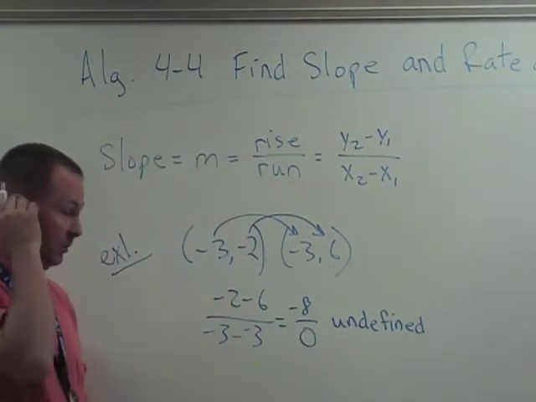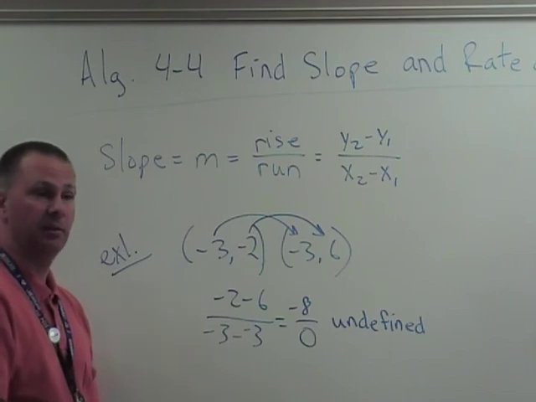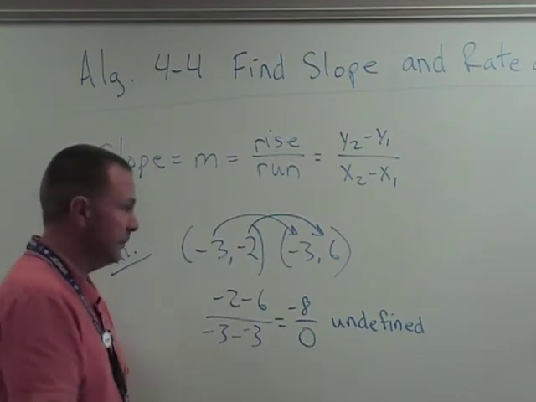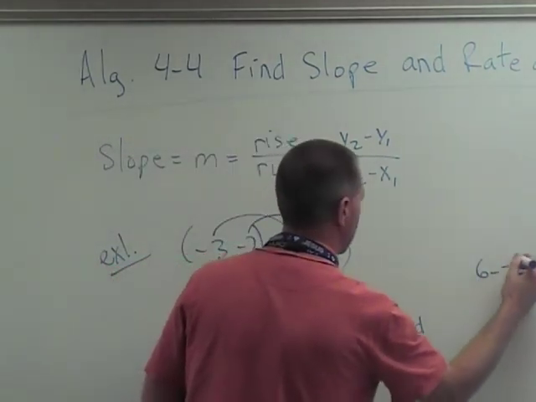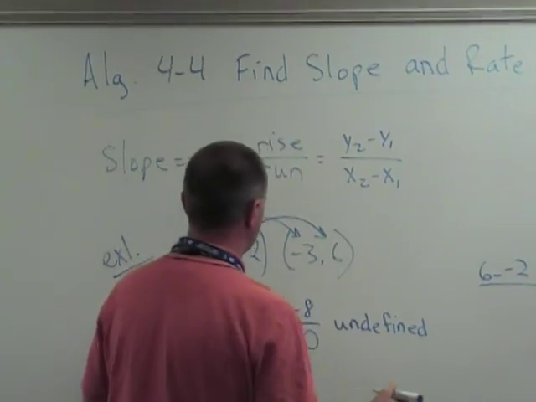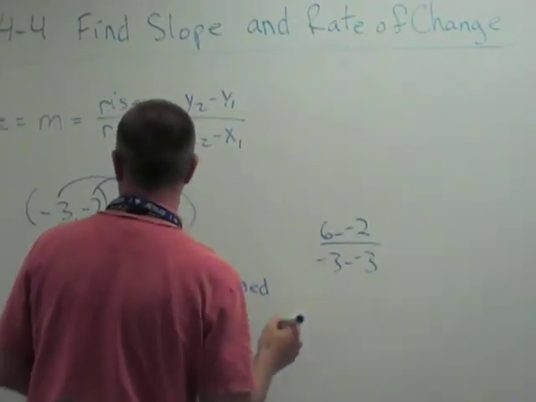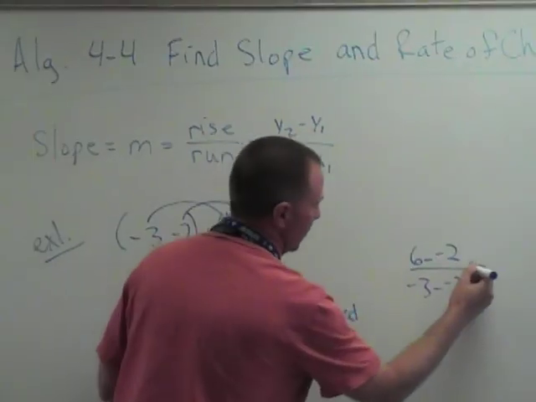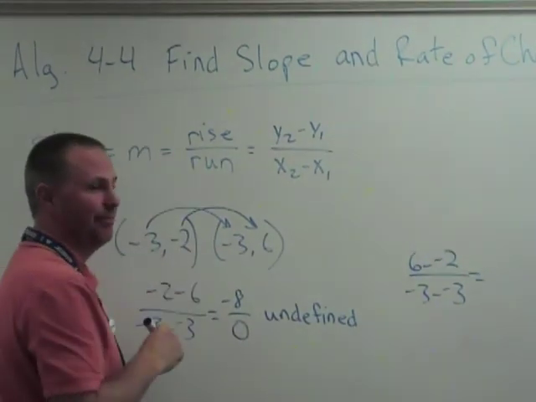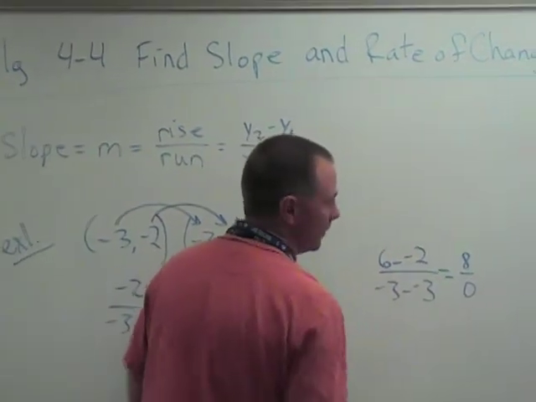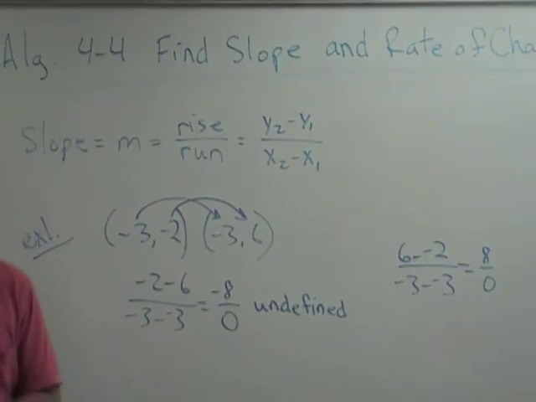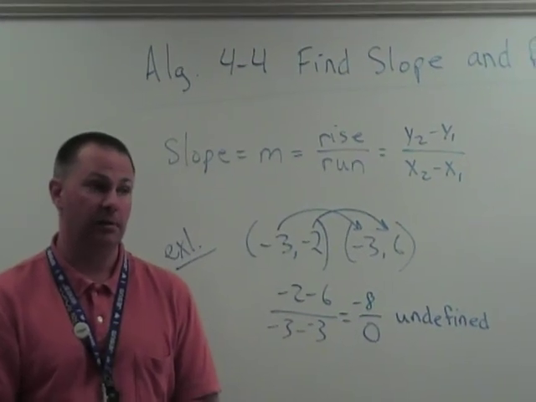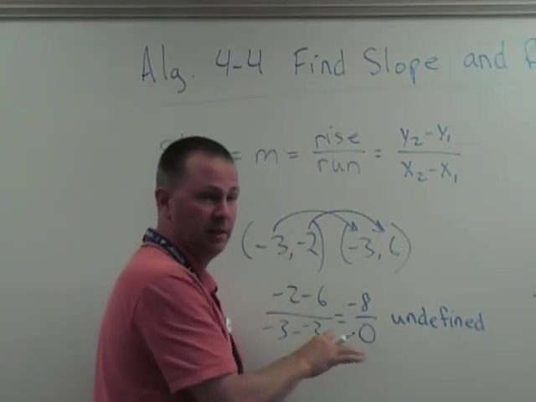Now you were all having some conniption about the direction that I did this. So I'll work it the way you want. 6 minus a negative 2 over a negative 3 minus a negative 3. What do I get? Same thing. Undefined. You're not allowed to have a 0 in your denominator. It's undefined. Now, that doesn't mean that these 2 points don't exist. I didn't say that. I said it's undefined.